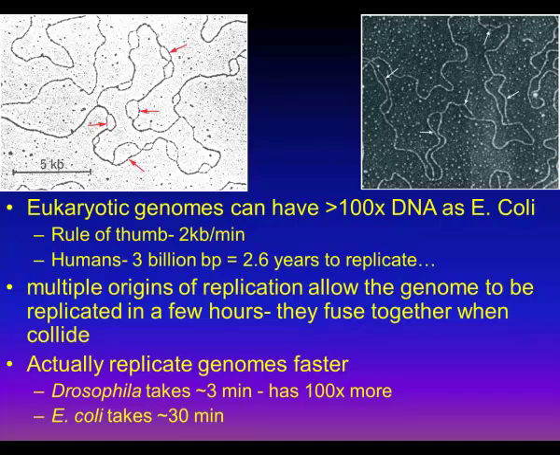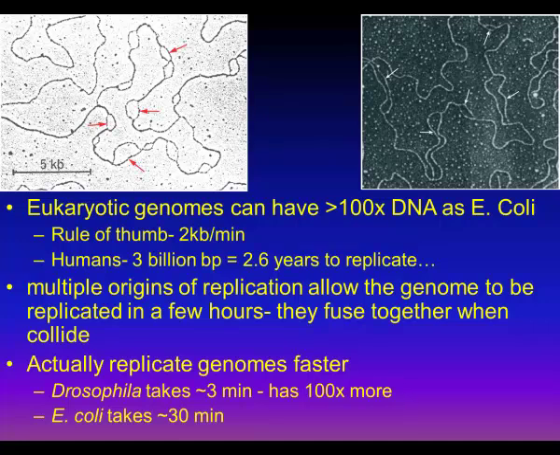So it's very interesting. Even though eukaryotes have much larger genomes, they actually replicate faster than prokaryotes, which have smaller genomes. For example, Drosophila takes about 3 minutes for its entire genome to replicate, even though it has about 100 times as much DNA as E. coli, whereas E. coli takes about 30 minutes.